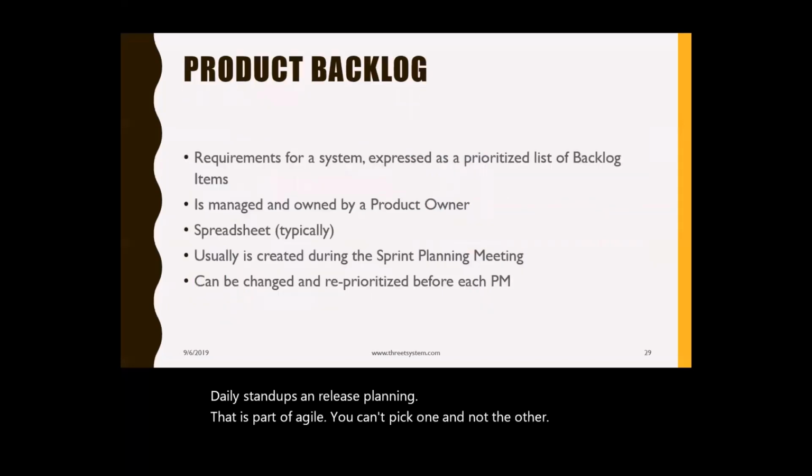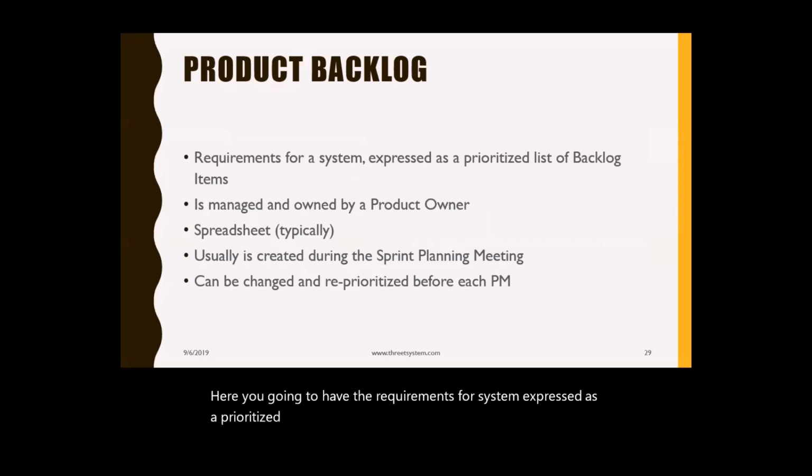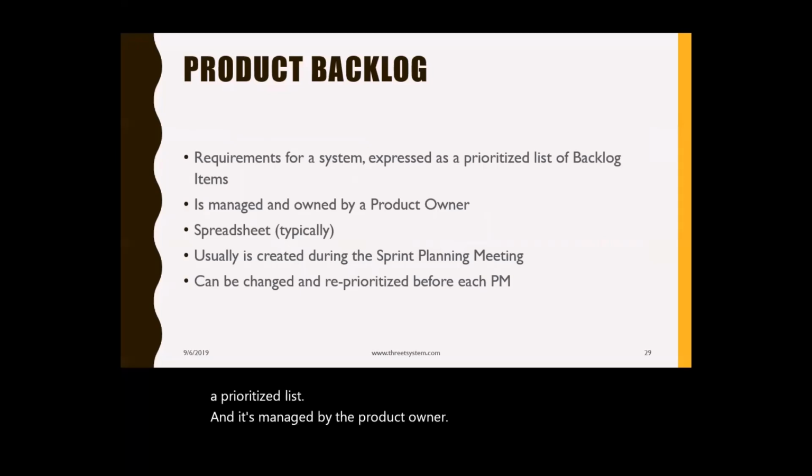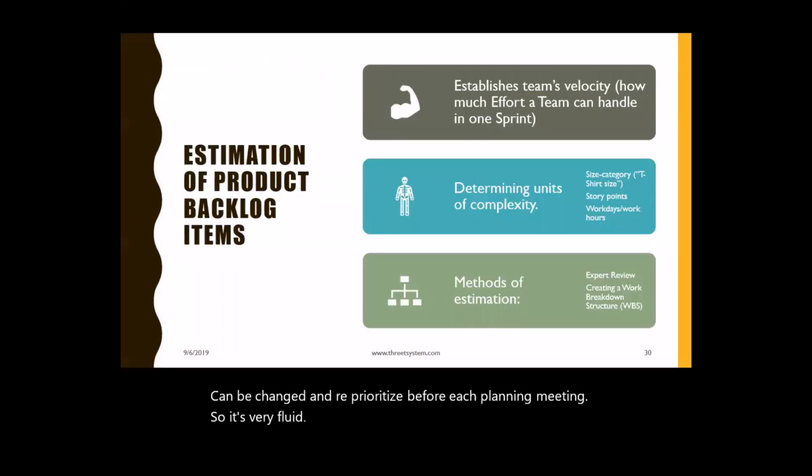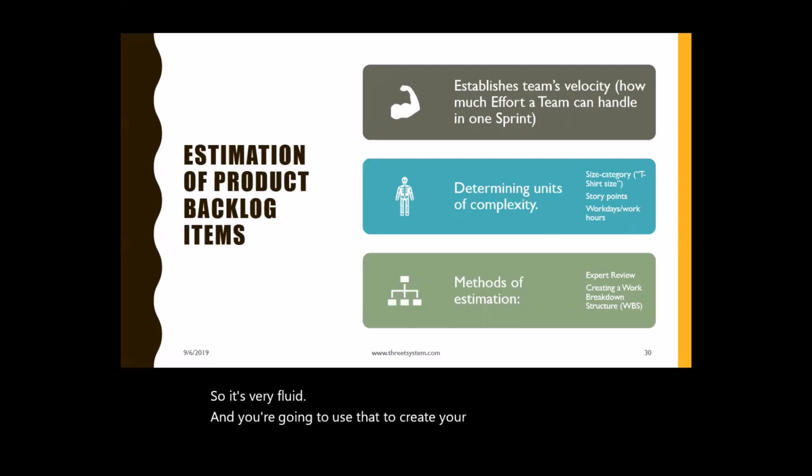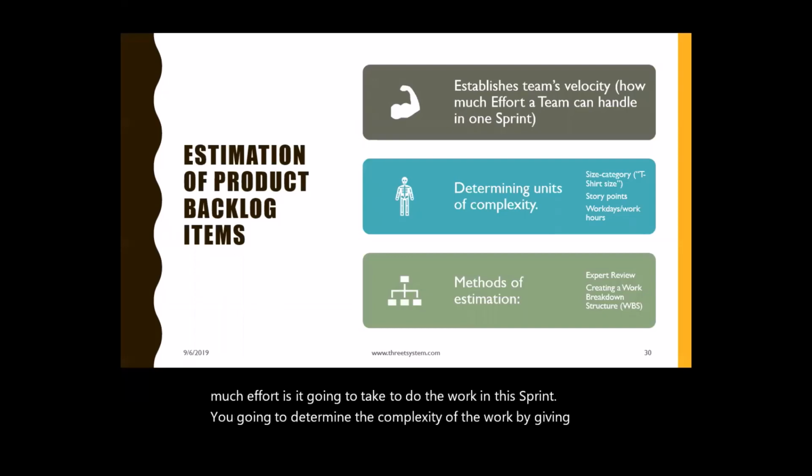Here I want to talk a little bit about the product backlog. It's an important aspect of Agile. Here you're going to have the requirements for a system expressed as a prioritized list, and it's managed by the product owner. Generally a spreadsheet, I showed you that earlier on, usually created during the sprint planning meeting. It can be changed and reprioritized before each planning meeting. So it's very fluid. And you're going to use that to create your team's velocity. How much effort is it going to take to do the work in this sprint? You're going to determine the complexity of the work by giving each story a point.